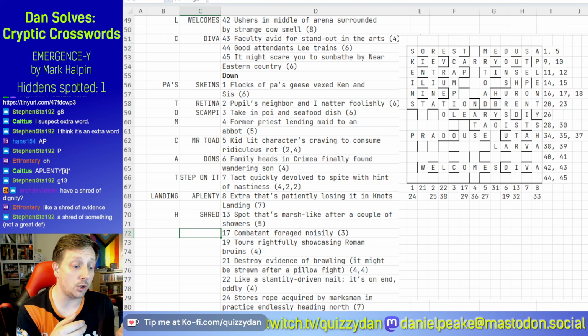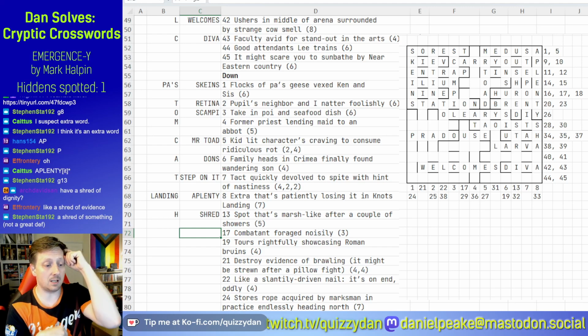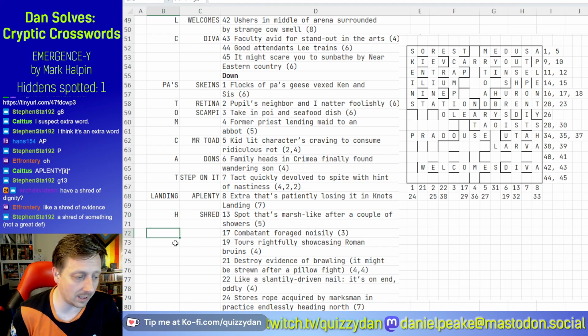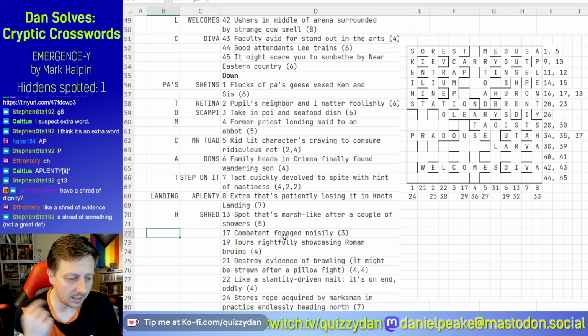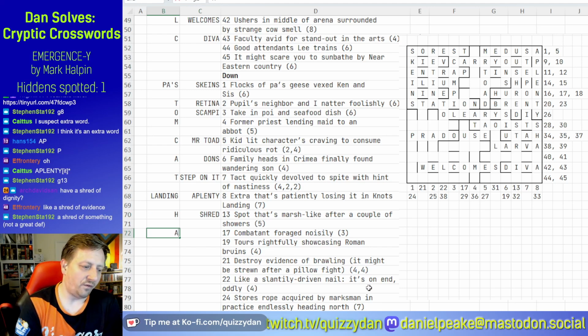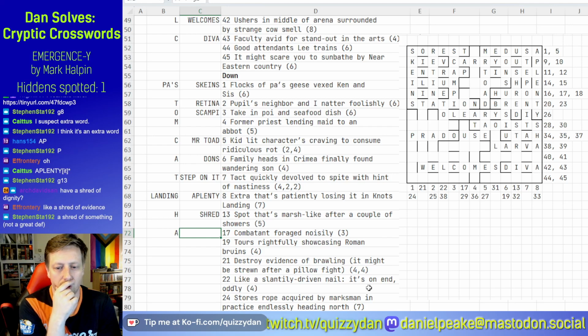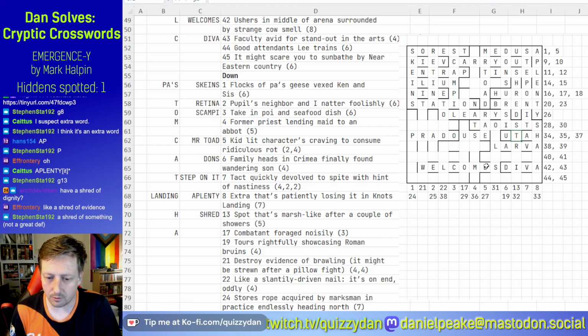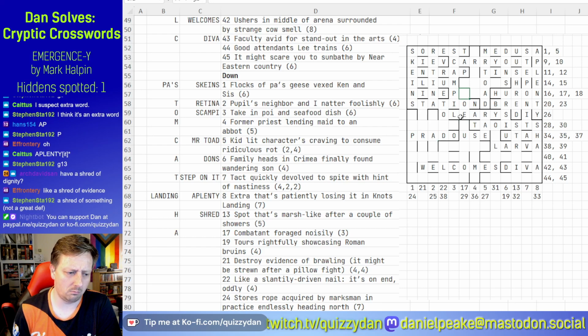Could be forage noisily, of course. It doesn't have to be past tense, but I want it to be a vowel because we've got an H up here first. So I need a vowel, please. So forged feels potentially good. I haven't looked at the grid. Look at the grid. What letters do I have? Foe. Your combatant must be your enemy, must be your foe.